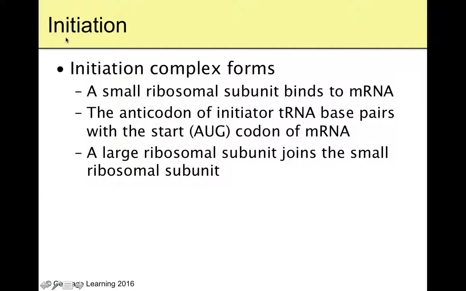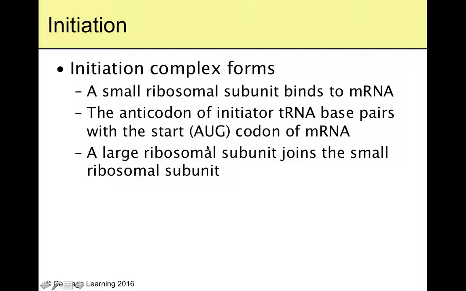So initiation. As we said, there was initiation, elongation, and termination. We're going to go through all of them. The initiation is the initiation complex forms. So the small subunit of the ribosome binds to messenger RNA first. The anticodon of a tRNA base pairs with the AUG of mRNA.